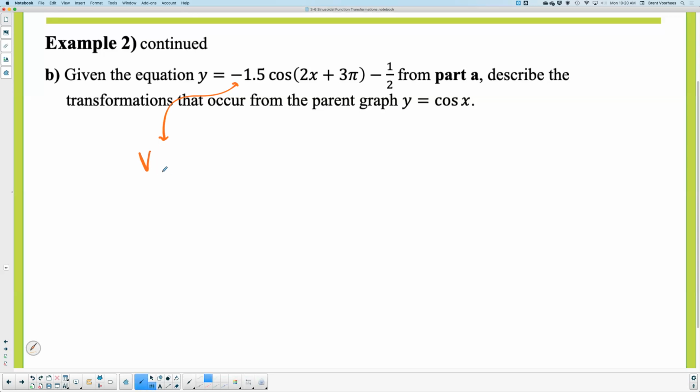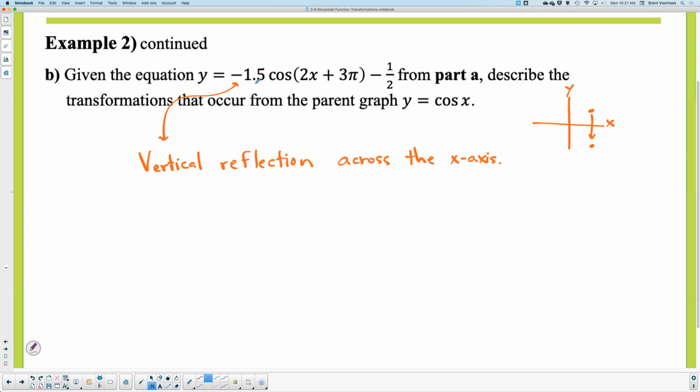Whoops, that's not how you spell vertical. A vertical reflection. And because we need to know this well, when you vertically reflect, basically that means you're reflecting your y values from a positive y to a negative y. Which axis do you actually cross over? The x. Okay, good. So we're vertical reflection across the x-axis.